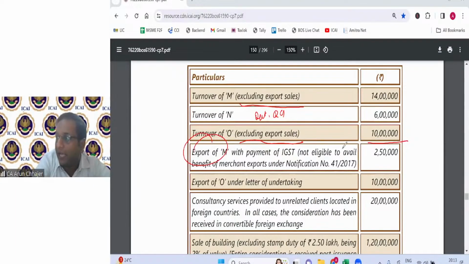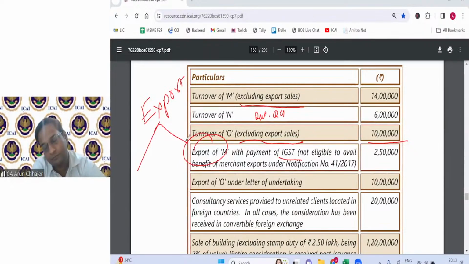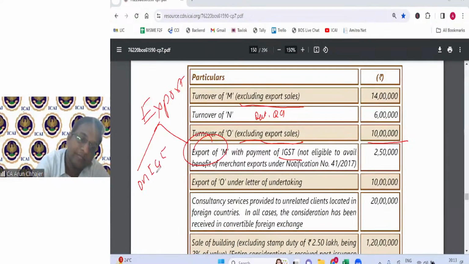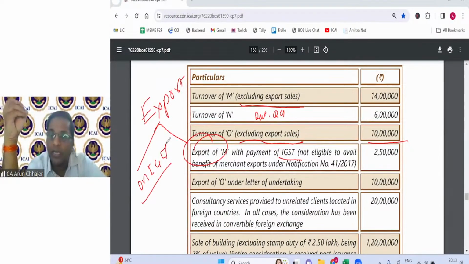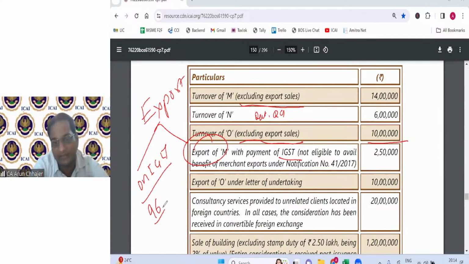Export of M with the payment of IGST. It means we know that in the GST for export there are two possible routes. What is the possible route? First is on IGST. It means pay the tax now and subsequently take the refund as per the rule 96. Because it is of goods, therefore it is automatic route. No requirement of the refund application. We will discuss in the export import chapter.